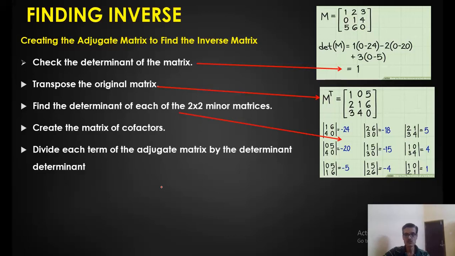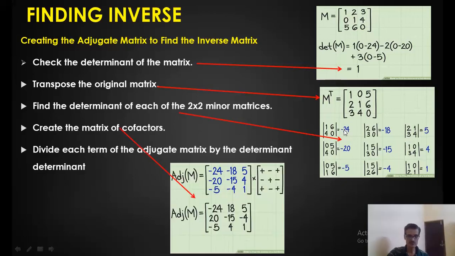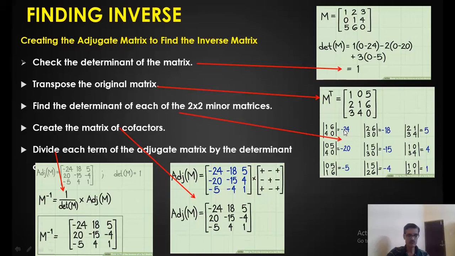For this first case, that is taken as 16 40. So 1640 we get minus 24. Similarly, you find for the remaining minor matrices. Then create the cofactors. That's what we have done. We need to find the adjoint matrix. Then finally, M inverse can be found by using the formula. M inverse is nothing but 1 divided by determinant of M times the adjoint matrix of M. So this gives you the inverse of M.